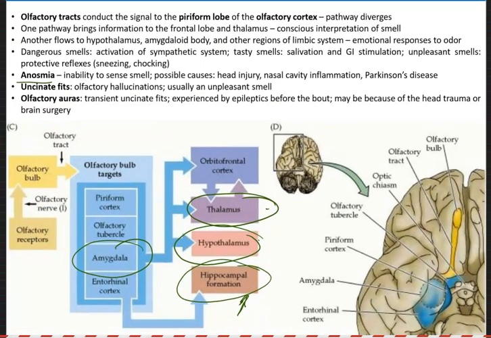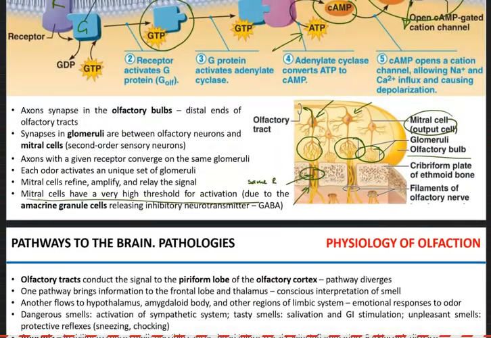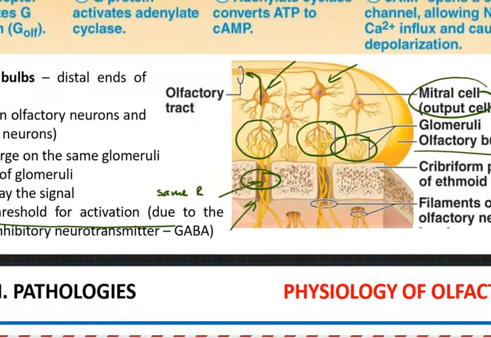Anosmia. Inability to sense smell. There are several causes. If you go back to the anatomy here, sometimes people break their nose, and they can break the cribriform plate. That will damage the filaments of the olfactory nerve, and they will lose the sense of smell.